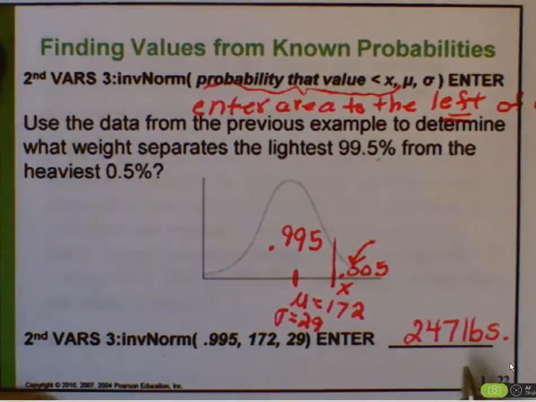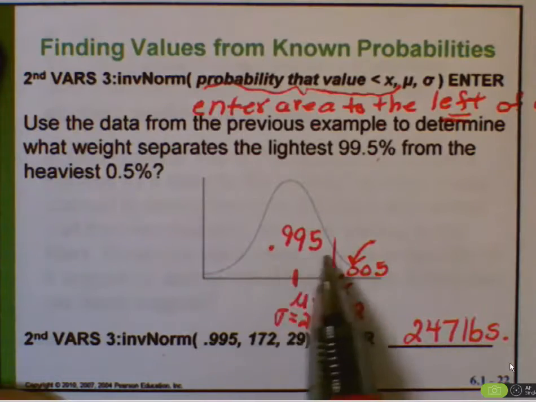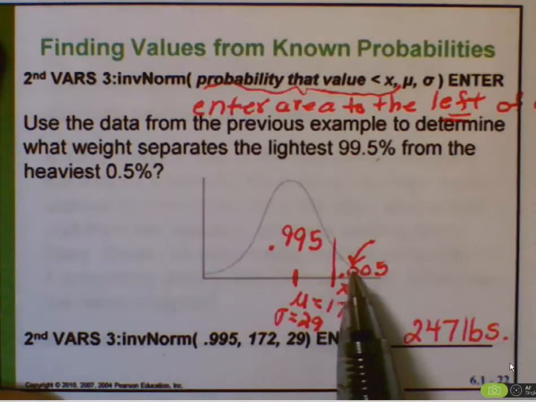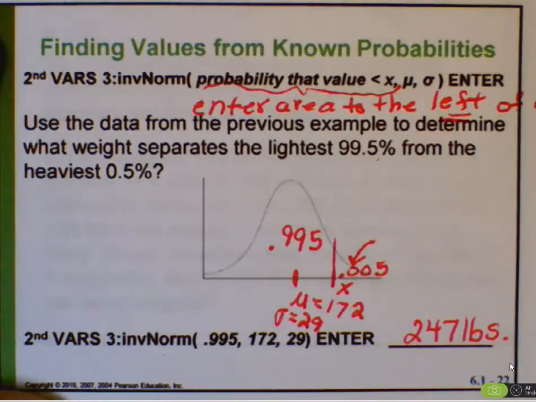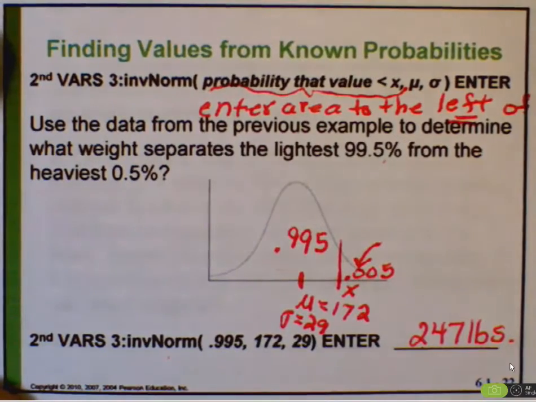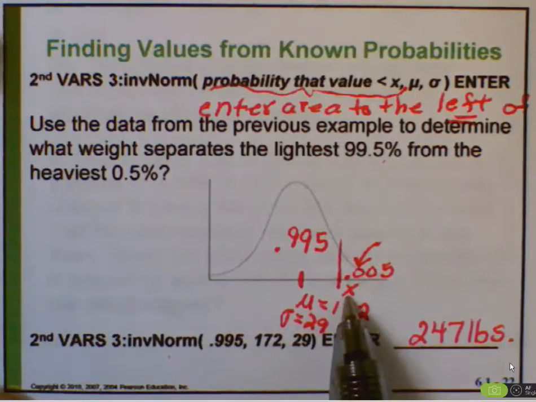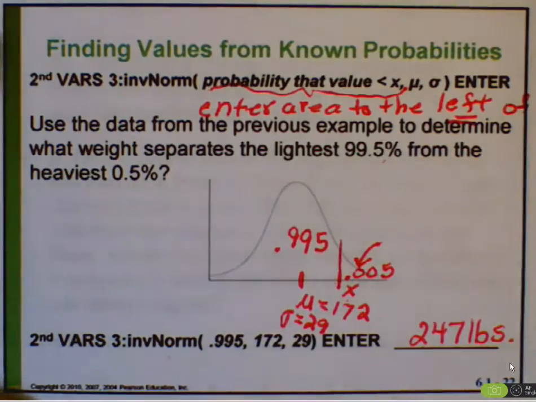So what that means is if we used 247 pounds for this cutoff, then 99.5% of the population would weigh less than that, and only 0.5% of the population would weigh more than that. And those are the only two things that we do in this section. We either are given a left and right boundary, and we're looking for the probability or area or percent of values between those boundaries, or we're given some probability and we're looking for the X value associated with that probability.